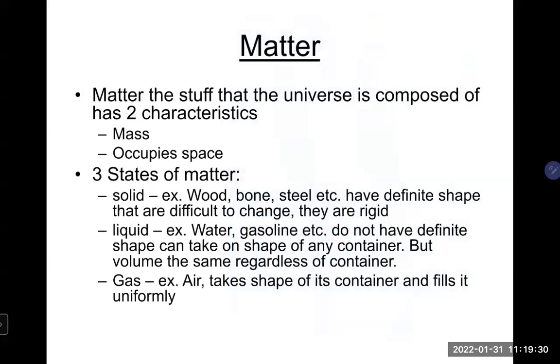So matter is basically anything that has mass and occupies space, which is pretty much everything. Solid things are, for example, things like wood, bone, steel. Solid things have a definite shape, and they're very difficult to change the shape of. Sometimes referred to as being very rigid. So obviously like this board, very hard. You can't just fold it over or anything like that. It's very rigid.